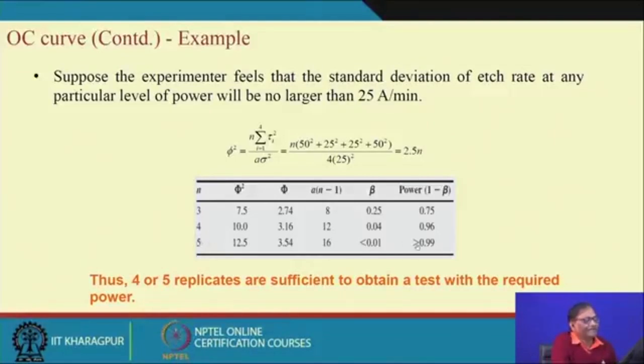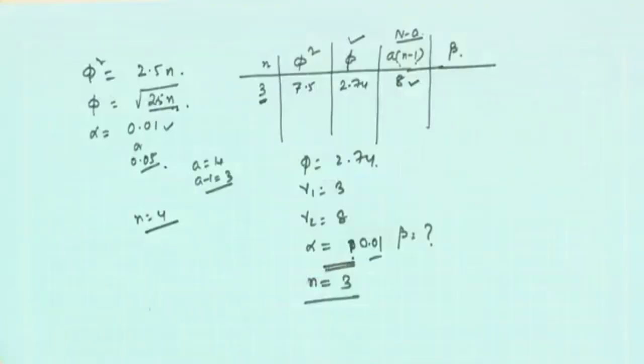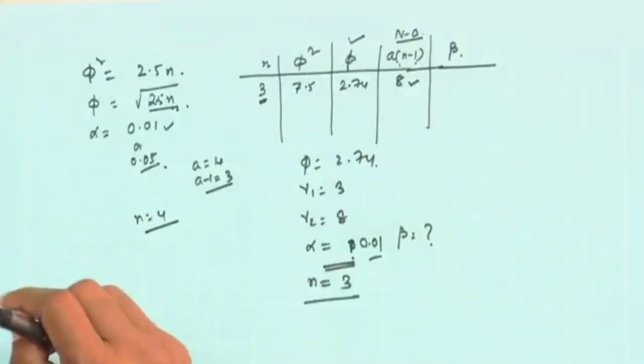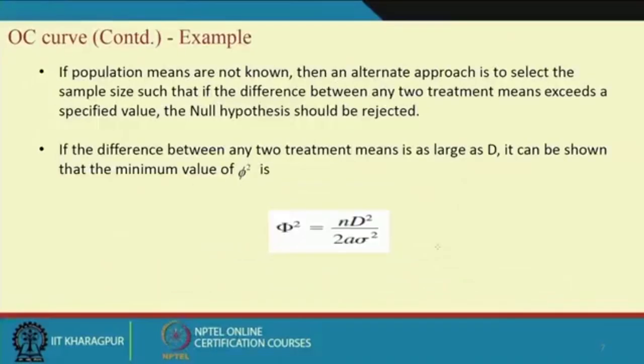If you take 5, it is greater than 0.99. So, okay, with 4 replications, n equal to 4 is sufficient. How many have we considered? 5 replications. Okay, so this is the way you will be using the OC curve in ANOVA.